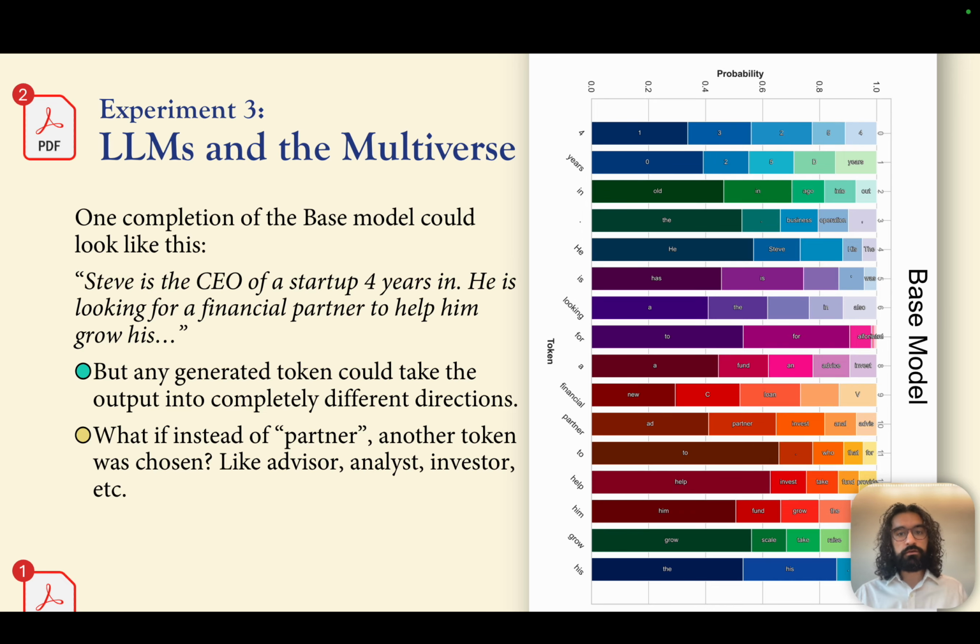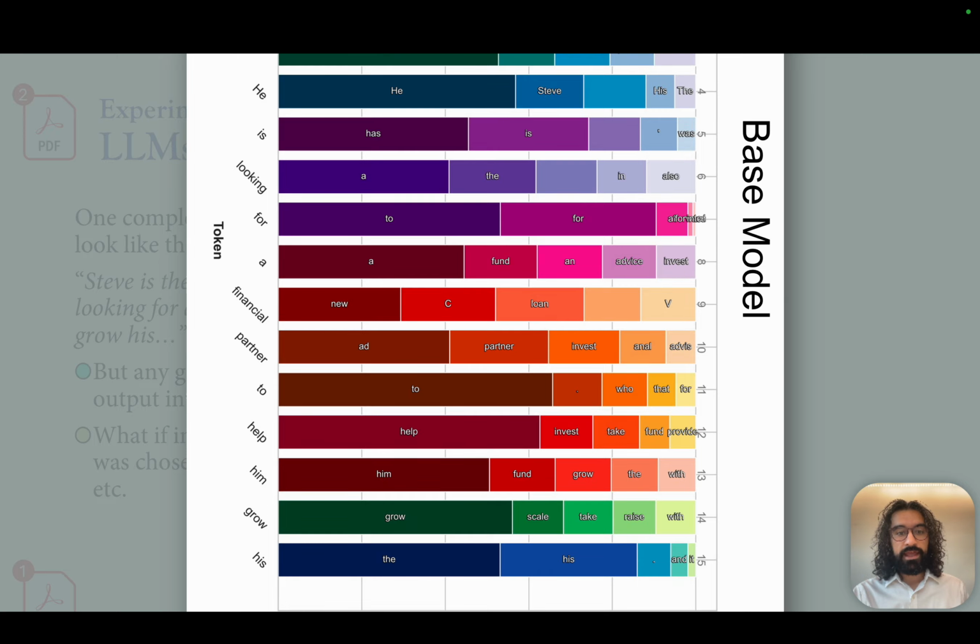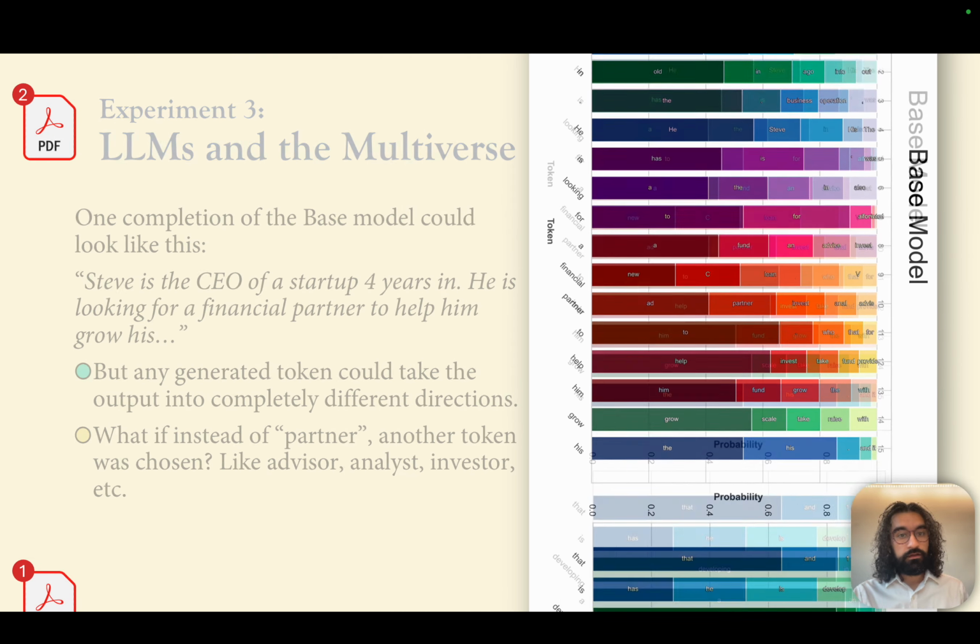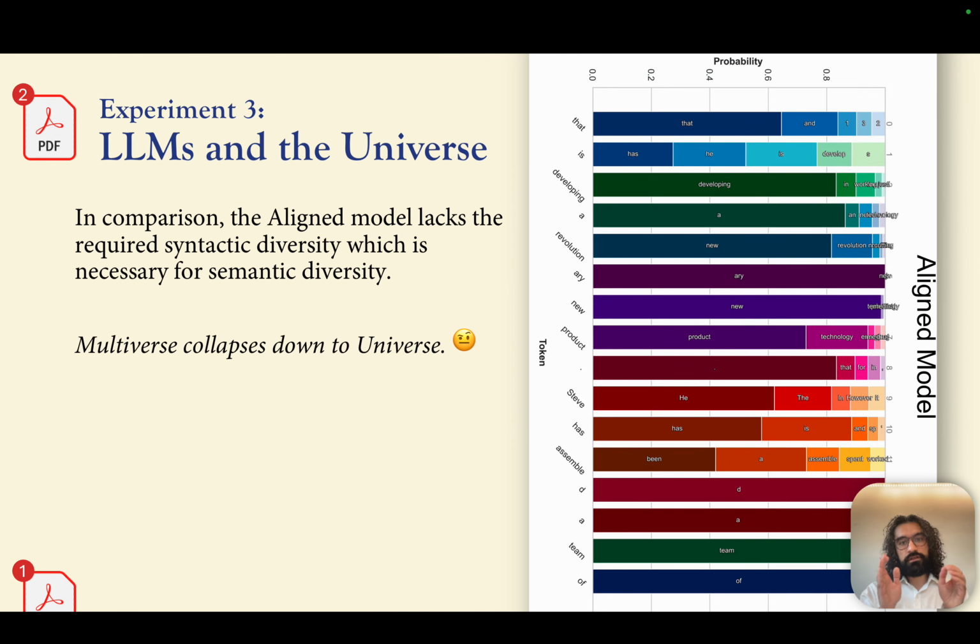So the base model has the privilege of choosing different tokens, whereas if we look at the aligned model, we see these are much more concentrated around certain tokens. At each step of the way, the model is not likely to generate different outputs because some tokens just get all of the probability. Like look at this one, the word 'The', 'Team', or just the word 'A' or 'Of'.